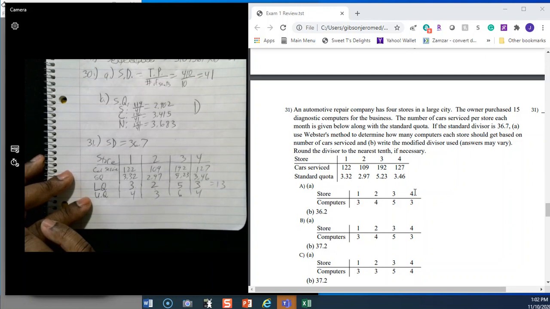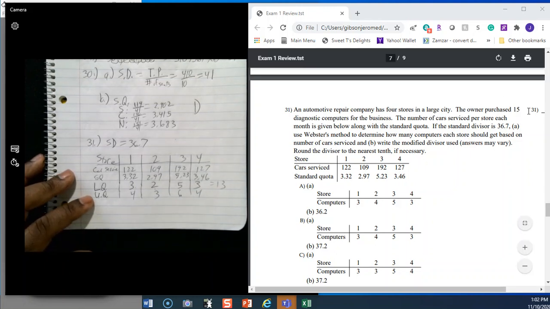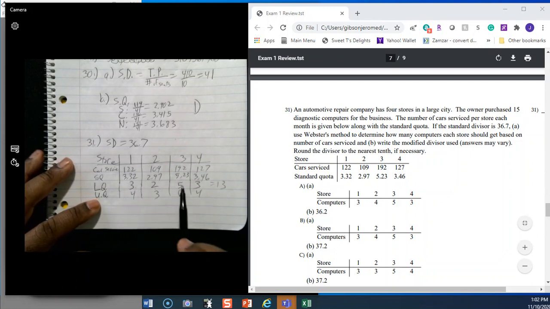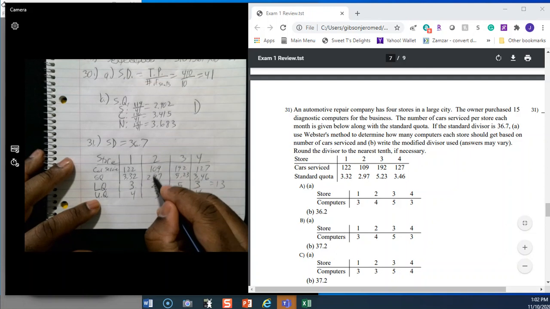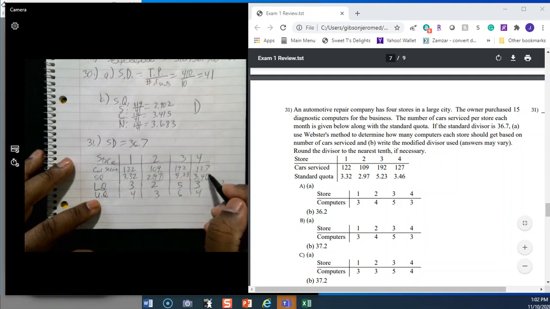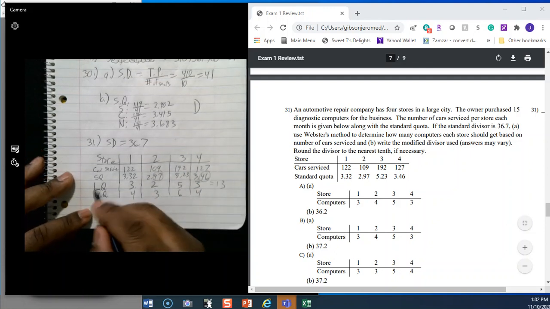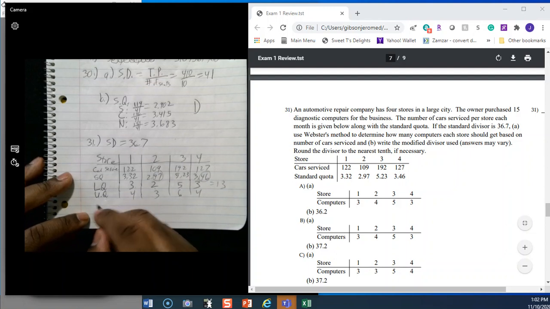Now we're trying to get 15 diagnostic computers. So what we would do with Hamilton's method, we're 2 seats short. So we look behind the decimals of the standard quota, and we look for the 2 highest values behind the decimal. And that'll be this 9.7 and 4.6. So our answer here would be, I'll put computers here for our answer.